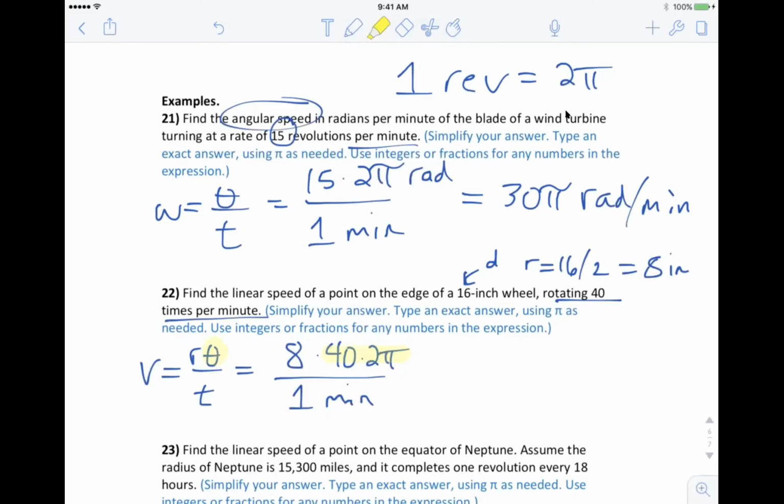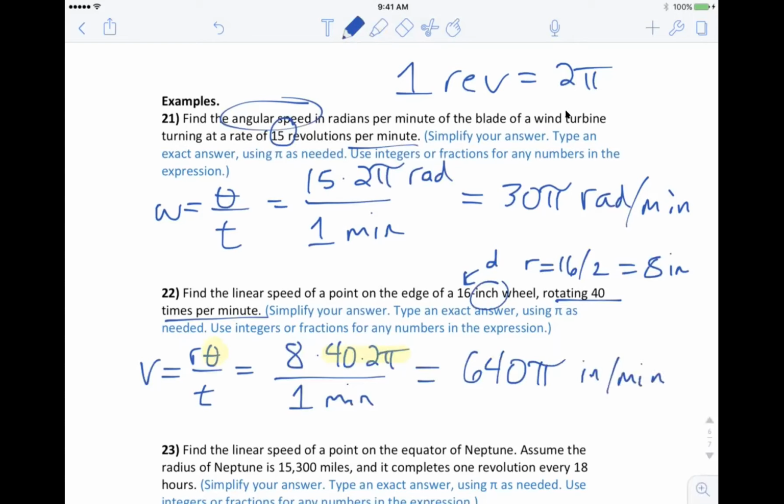R is the 8 and the T is a 1, okay? And then I'm just going to calculate that out. This says just type an exact answer using pi as needed. So what's this going to be? 8 times 80, 640. So this is 640 pi. And then what is this? Okay, this is inches, right? So inches per minute.